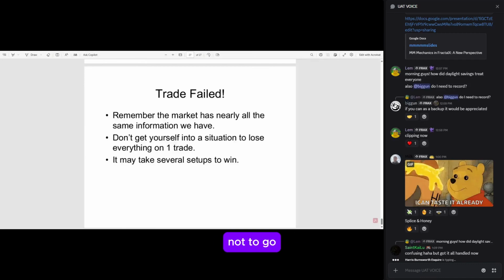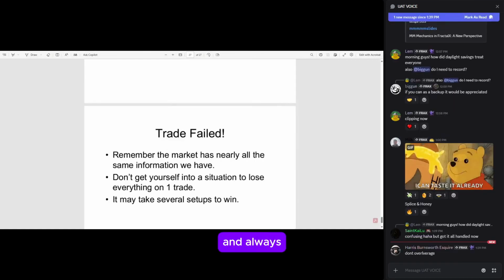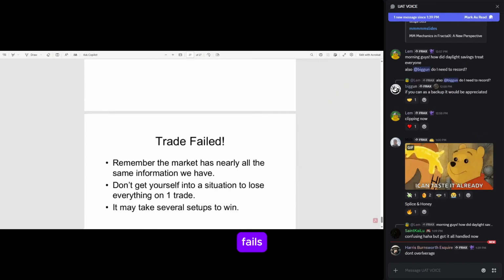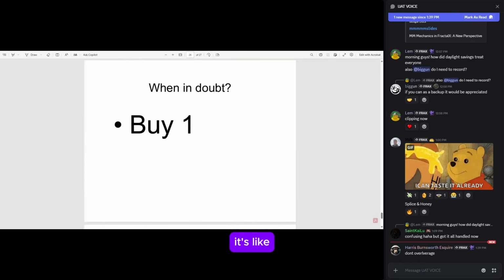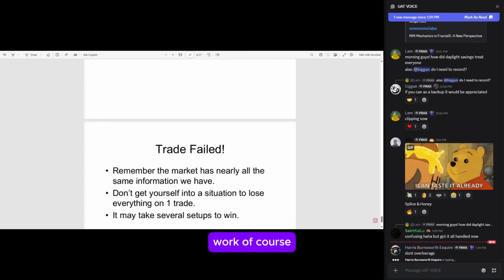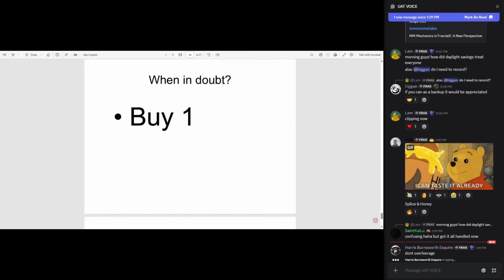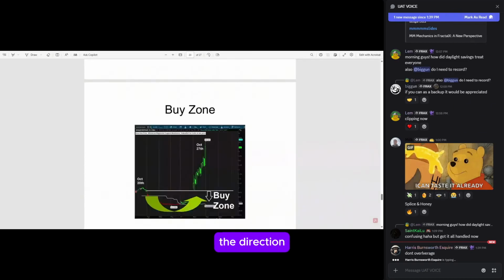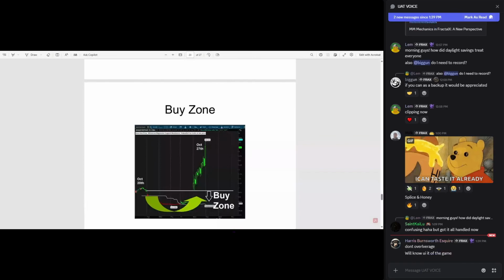So it's like, not to go hog wild, and always, you want to consider the flip side every time. If this trade fails, will it kill me? Because active trading is not easy. Not every time does a thing work, of course. It's all driven by new information coming into the market all the time. And sometimes that new information is not the direction we want the market to take.